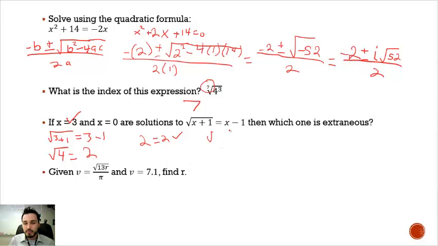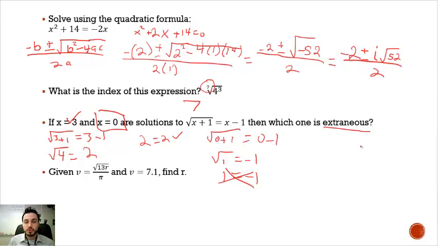Then I plug in 0. 0 plus 1 is 1. 0 minus 1 is negative 1. The square root of 1 is 1. Does 1 equal negative 1? No. So that means that x equals 0 is my extraneous solution. Keep in mind here, because we were looking for extraneous, then x equals 0 is the answer we were actually looking for.